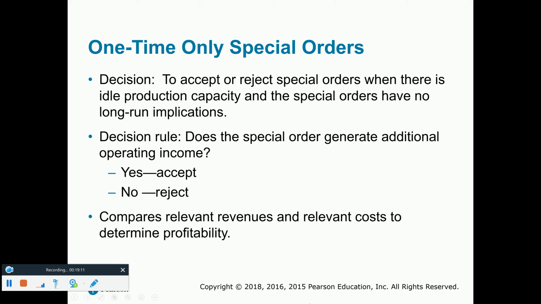Okay, so you can see lots of details here. Let's take a look at one-time only special orders. Here's the bottom line with special orders. If we can add to the contribution margin quantitatively, we would accept it. Does the special order generate additional operating income? If yes, we accept. If no, we reject.